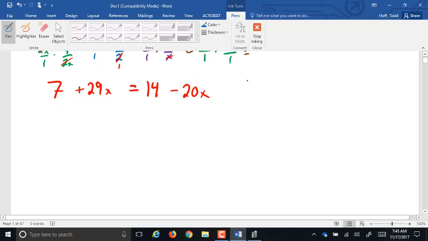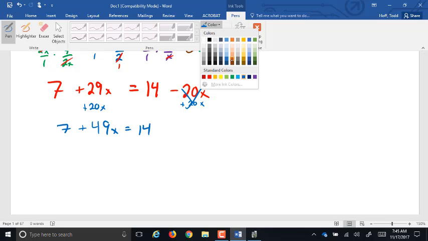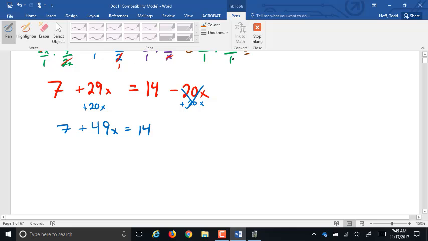So then, add 20x, because we've got an x on each side, we've got to get rid of 1. The negative 20 is a smaller one, so we add 20 since it's negative. So this is 7 plus 49x equals 14, and then subtract 7. 49x equals 7, and then divide by 49. X equals 0.142857143 approximately.